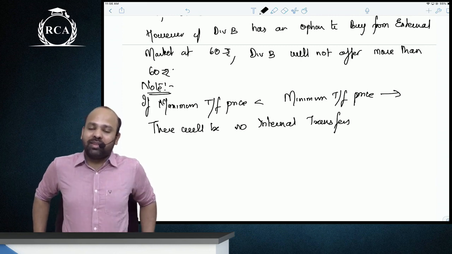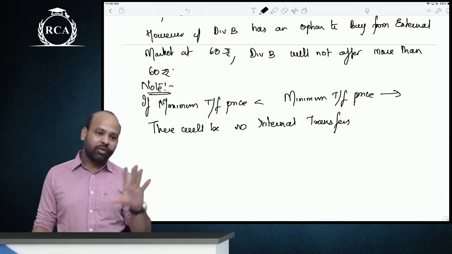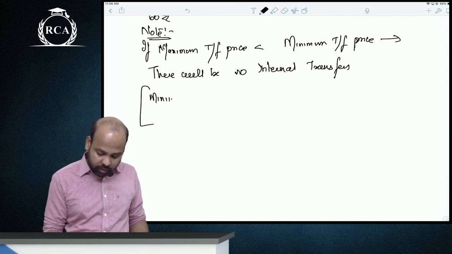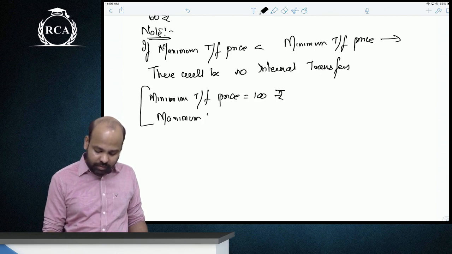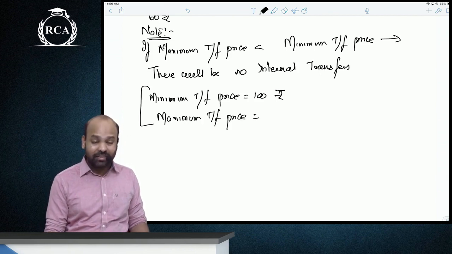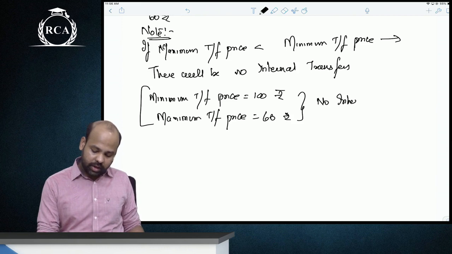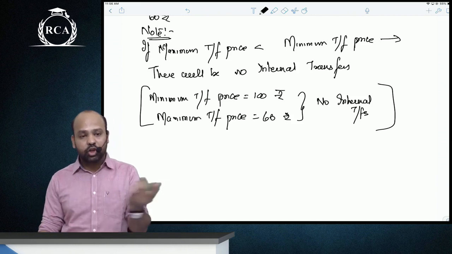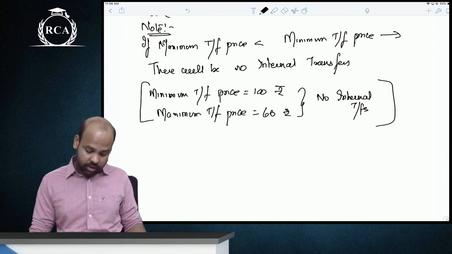Say the minimum transfer price is 100 rupees, but the maximum transfer price is 60 rupees. Where will we transfer? To whom will we transfer? Transfers will not happen. The minimum transfer price is 100 rupees based on opportunity cost and all of that, and the maximum transfer price based on the receiving or purchasing division is 60 rupees. So there will be no internal transfers at all. It is not viable for the other division to manufacture the output, so he will leave it, or he will buy from the external market.